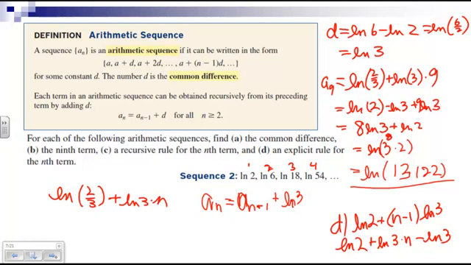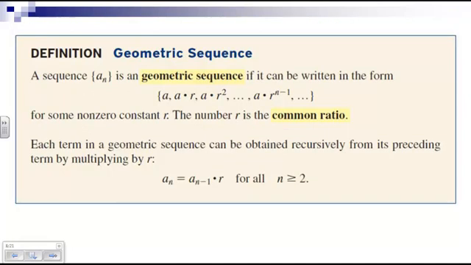Alright. How many people would like to leave natural logs behind? Okay, let's wave them by. Alright, let's do something different. Let's define a new kind of sequence.